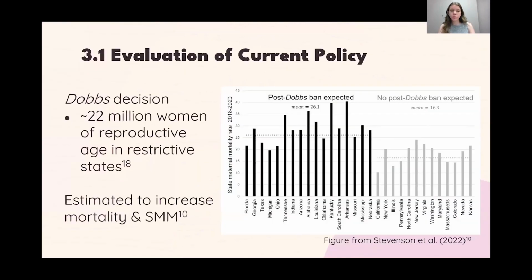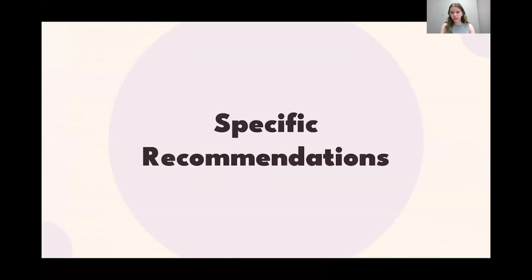So with the Dobbs decision implemented, roughly 22 million women of reproductive age are living in restrictive states. And this is a bit of an older statistic, so it might be more by now. And the graph to the right was made before the Dobbs decision to illustrate maternal mortality rates by state based on whether an abortion ban was expected. So as you can see, in general, the states where a ban was expected on the left side have higher maternal mortality rates than where no ban was expected on the right side. And again, importantly to this presentation, abortion restriction is estimated to increase maternal mortality as well as exacerbate existing disparities. So how do we address this?